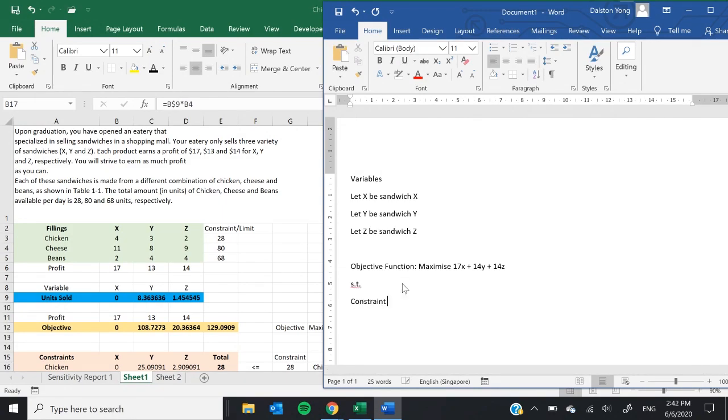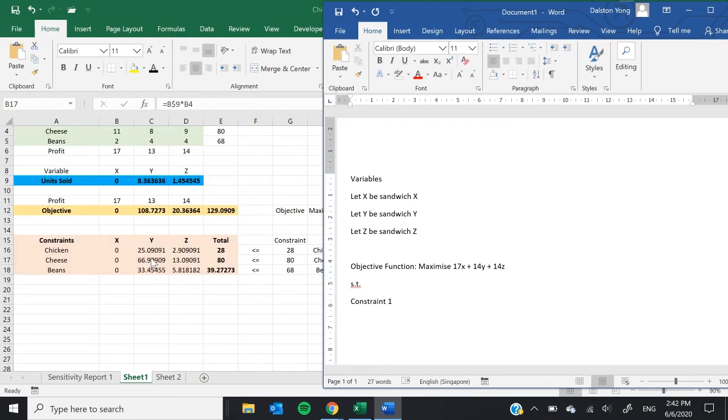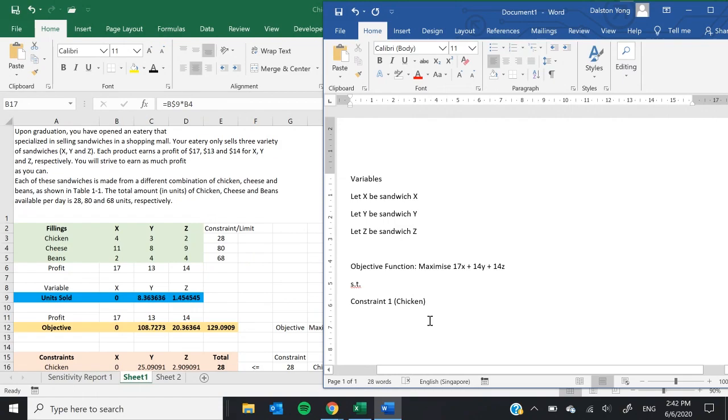So here's your constraint one is chicken. The reason why we do this constraint one bracket chicken, bracket cheese, bracket beans, it's so that it's a lot easier for your examiner when they look at your constraints. Very easy for them to identify what is what. So you reduce this sort of friction of your examiner having to mark your papers. Okay, so for our constraint on chicken is right here.